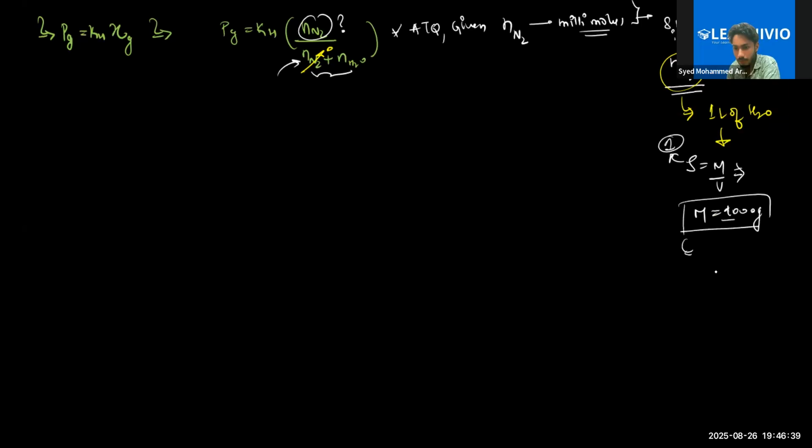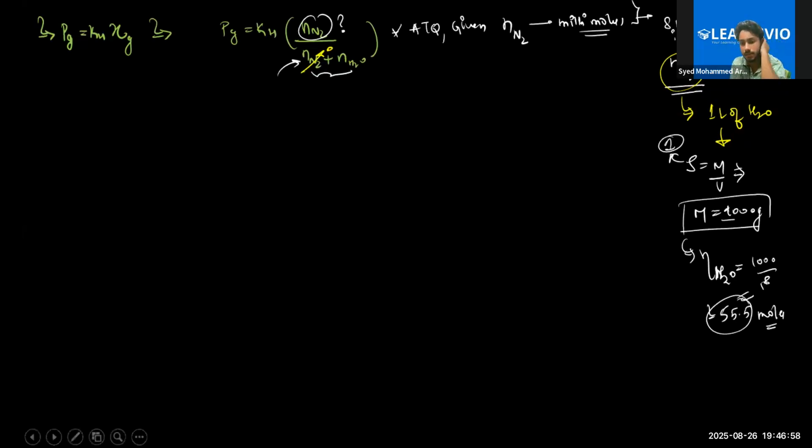So if I calculate the number of moles of H2O, I'll get 1000 divided by 18. So the answer would be 55.5 moles. After comparing this to the millimoles, I can easily say that my number of moles of H2O is more.